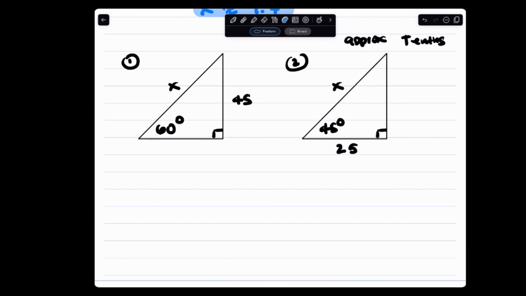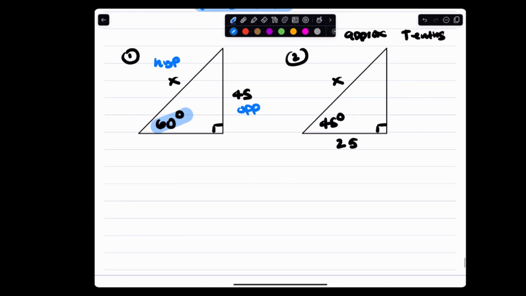Okay, so remember the process, right? So your angle's 60, and you have to identify what they gave you. Is that right? What's in the picture? What's the information you have to use in relation to 60? 45 is what? Opposite side. X is the what? Hypotenuse. Is that right? So what ratio do we use then? What's opposite over hypotenuse? Sine 60 degrees will be what? 45 over x. Is that right?